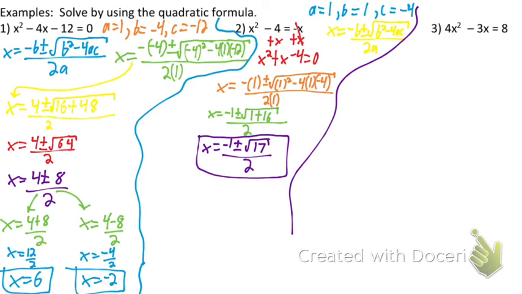All right, on number 3. Are we good to start listing our A, B, and C? No, we have to do what first? Subtract the 8, move the 8 over to the other side. And we end up with 4x squared minus 3x minus 8 equals 0. From here, what's my A, my B, and my C? A is 4. Yep. B is negative 3. Yep. And C is negative 8. Very good, very good, very good.